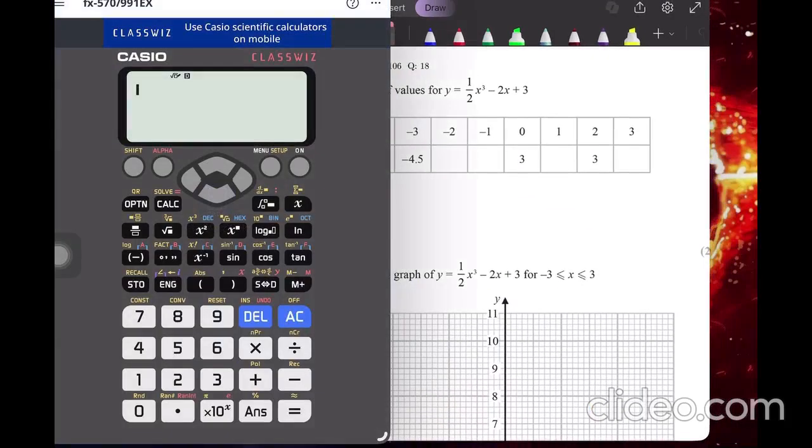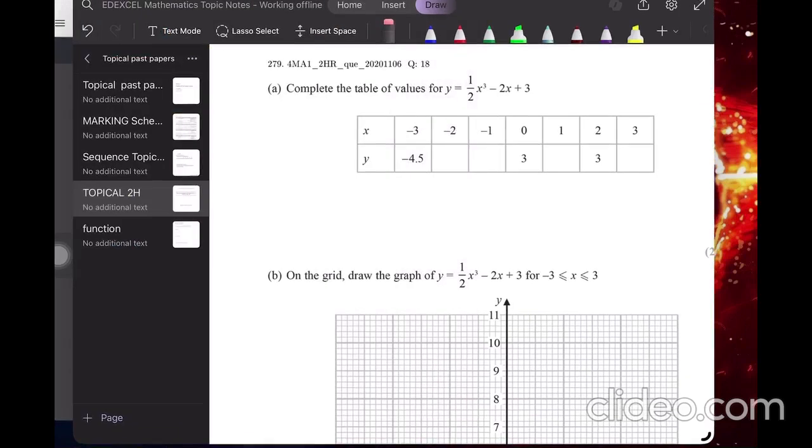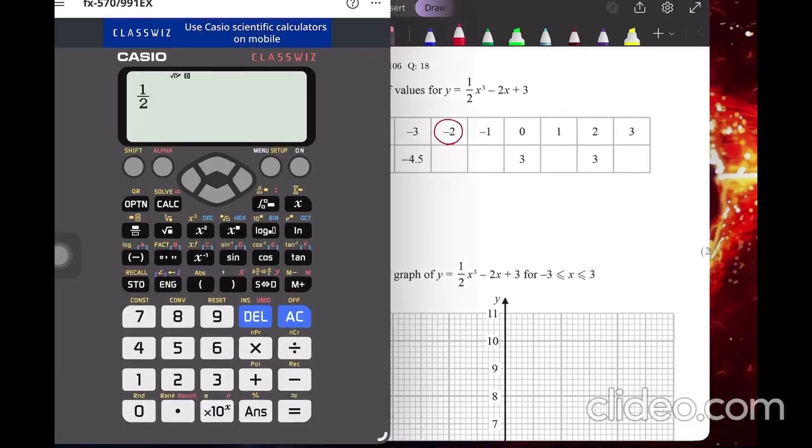Yes, so we will simply type in the function, that is half x cube. If I want to find the value for -2, in the place of x I will write -2. So in the bracket I will write -2, and since it's cube, I will write cube, and then -2 times x means again -2, and plus 3. So this will give me the first value of the table, which is equal to 3.